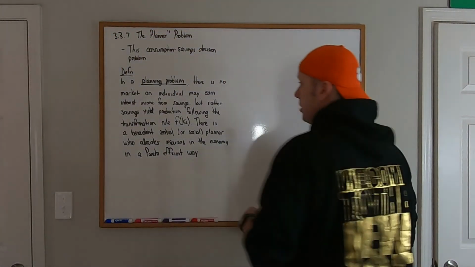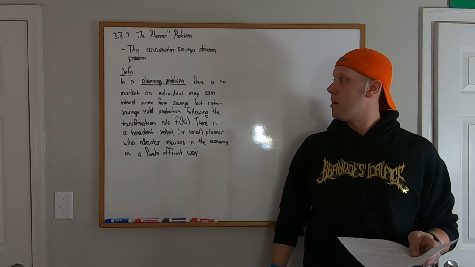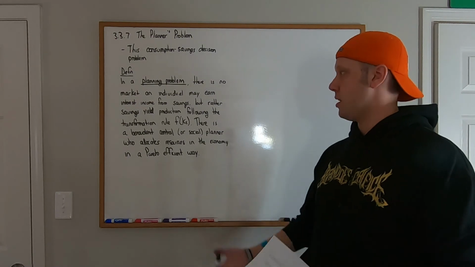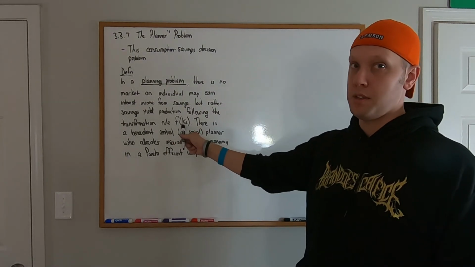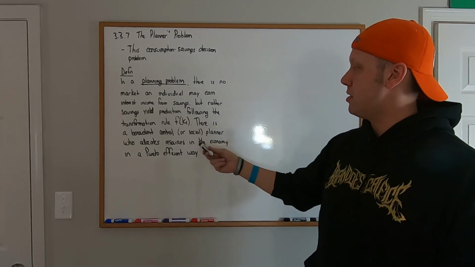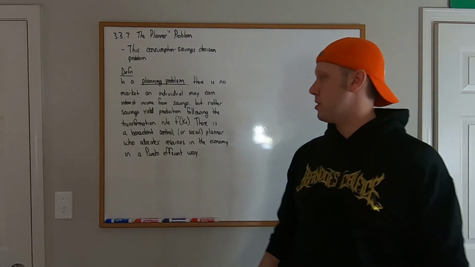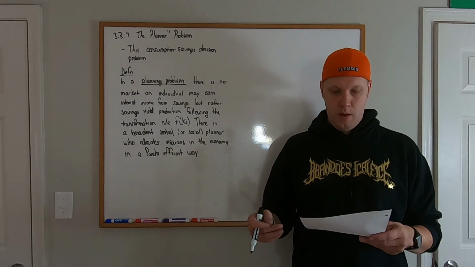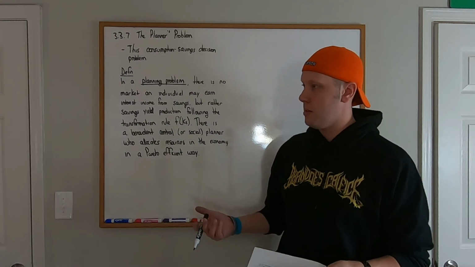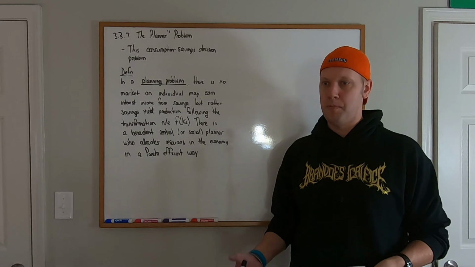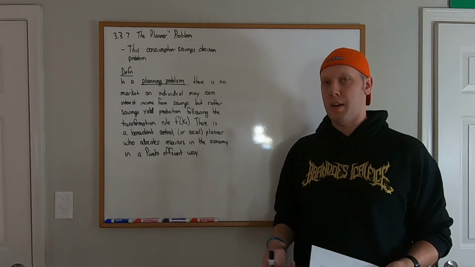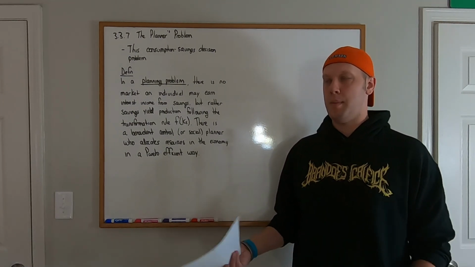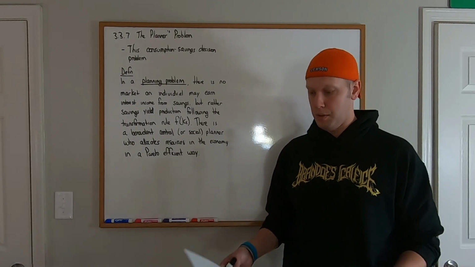So, in a planning problem, there is no market where an individual may earn any interest income from savings, but rather savings yields production following this transformation rule f of kt. This is the production function, f of kt. There's a benevolent central or social planner who allocates resources in the economy in a Pareto efficient way. So is this a realistic assumption? Probably not. Is this a nice simplifying assumption to allow us to solve the model to get some sort of baseline understanding of the dynamics that are driving economic growth and development? Absolutely.